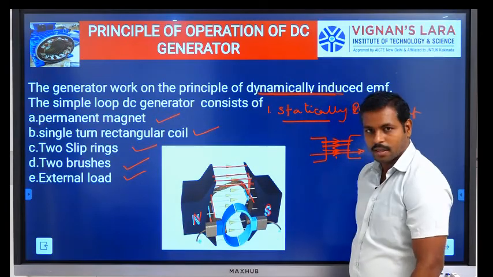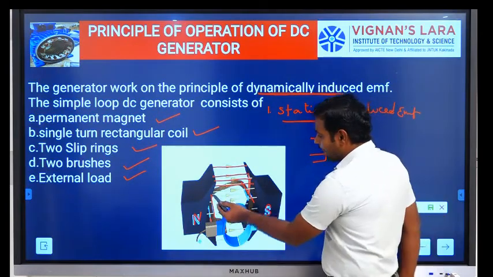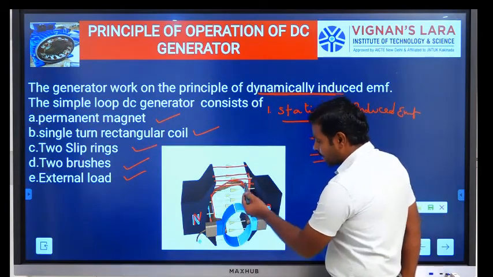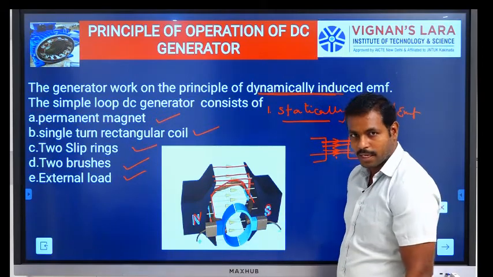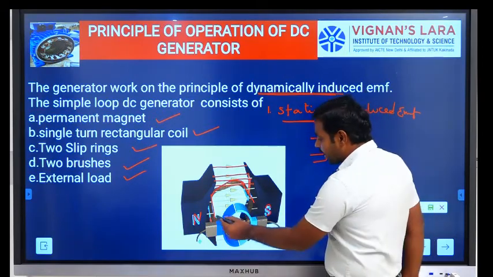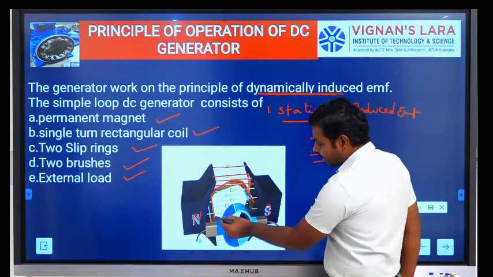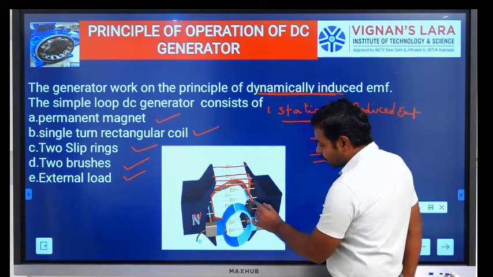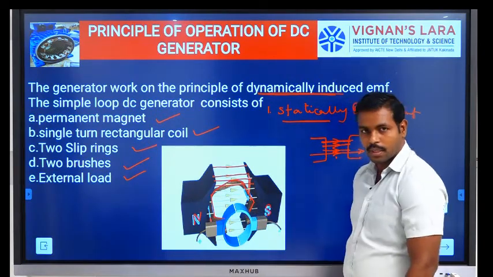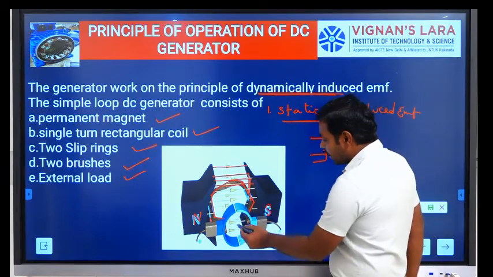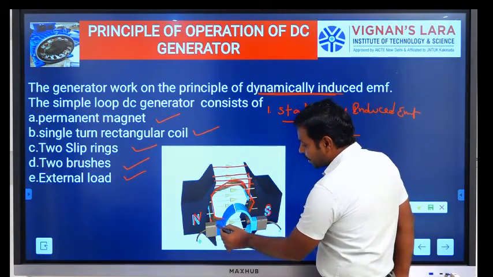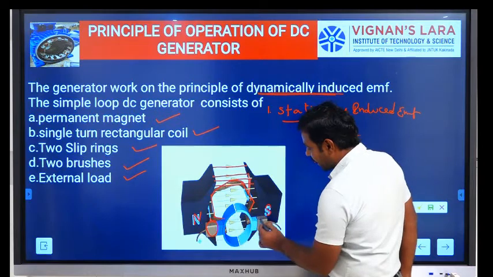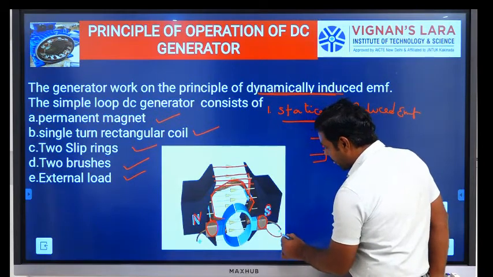One end of both the conductors is joined. The remaining two ends of the conductors are directly connected to the two slip rings. The surface of the slip rings is directly connected to the brushes. These two are the brushes.